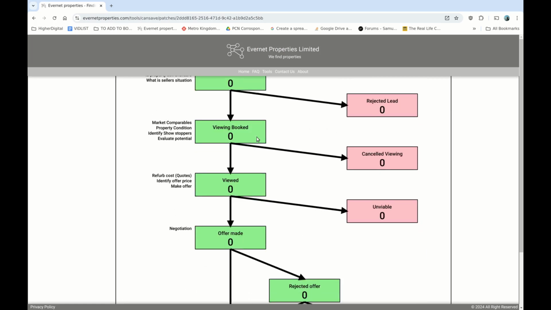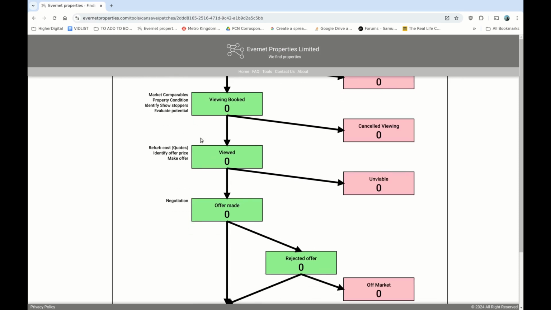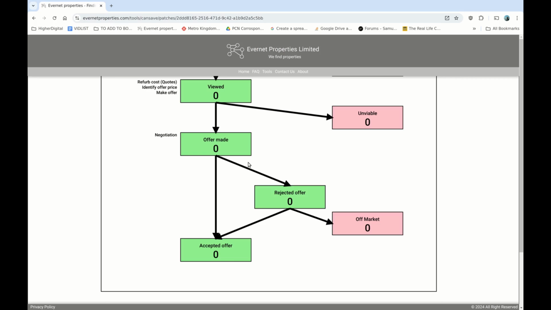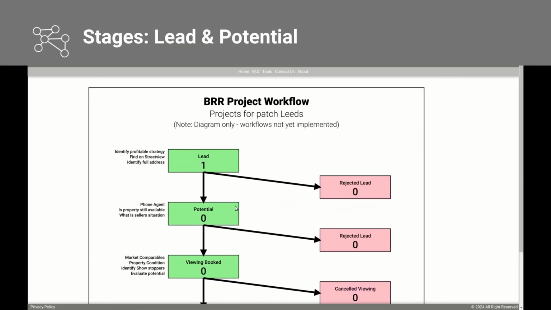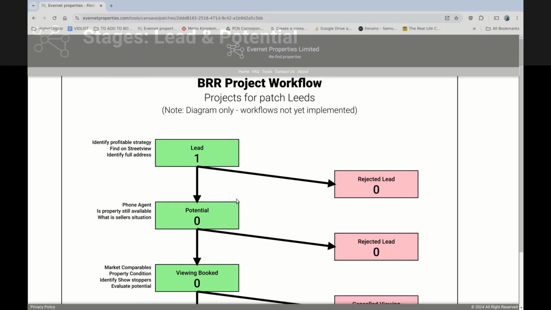The next stage is viewing booked, and then we're going to look at the comparables. We get into a lot more detail at this stage. Then once we've viewed it, we can get the full refurb cost because we've seen the property and we know what it's like. We get into the next level of detail. We can work out how much we can offer for the property. We can make an offer, and we can go into negotiation. So let's talk in detail about the first few stages.